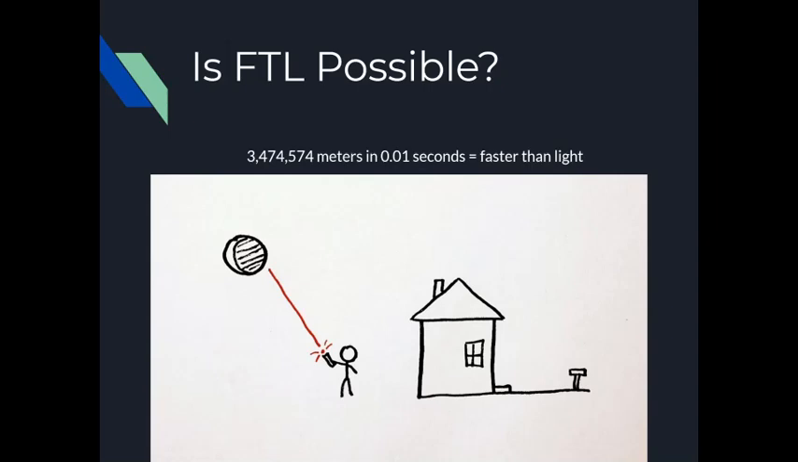Well, it depends on how you ask that. In terms of just attaching more thrusters or more wheels or giving it more fuel, no, it's not possible. But there are certain things you can do that are faster than light. Let me give you an example.